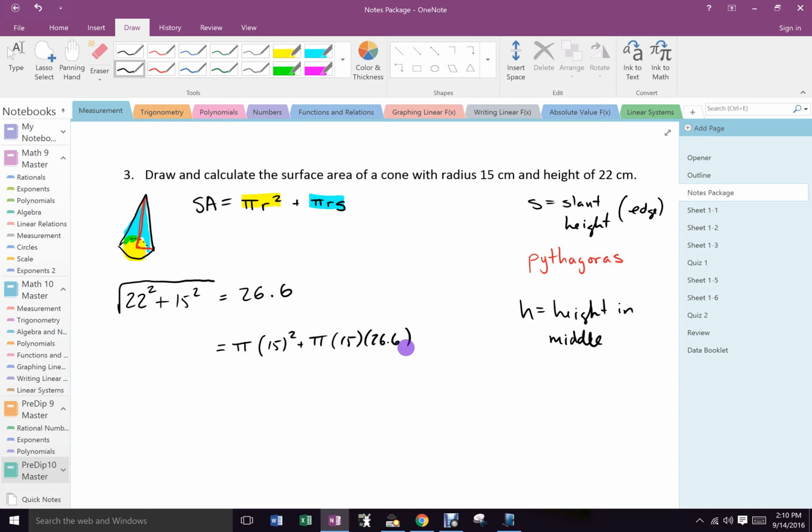So this becomes 225 pi, because 15 squared is 225. And this becomes 399.4 pi. And then you can add them together to get 624.4 pi. That's what I want to see. Does everybody understand?